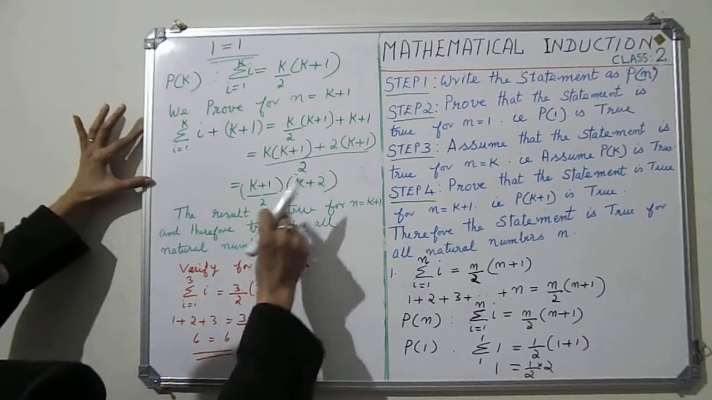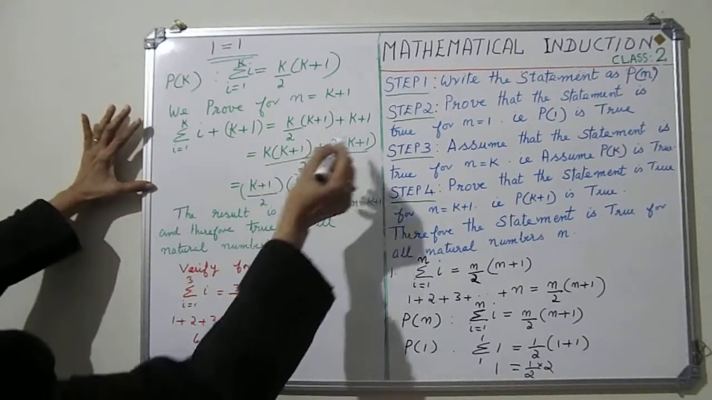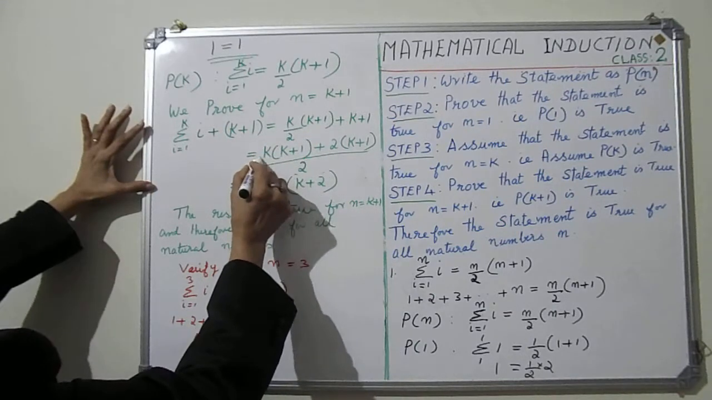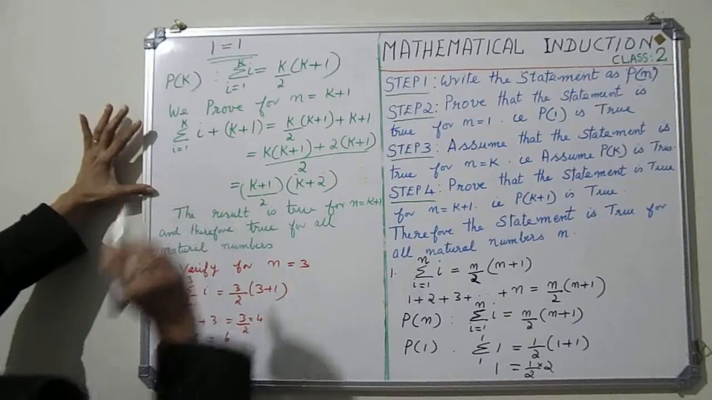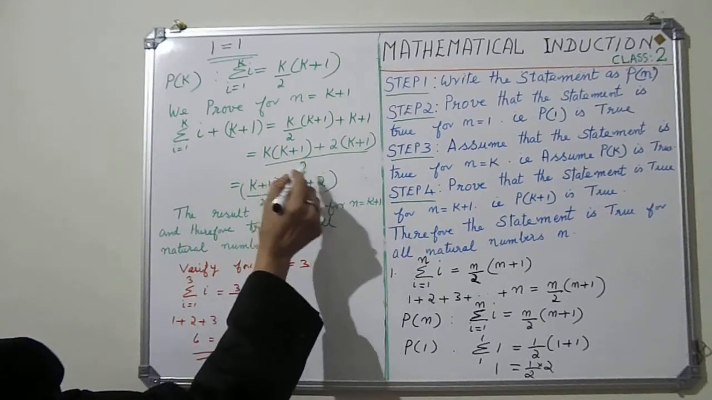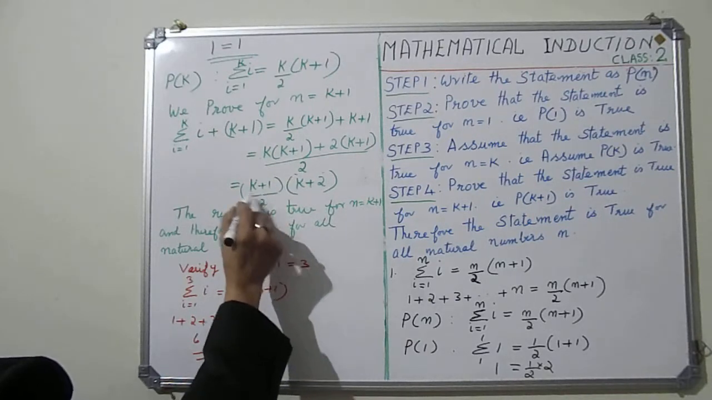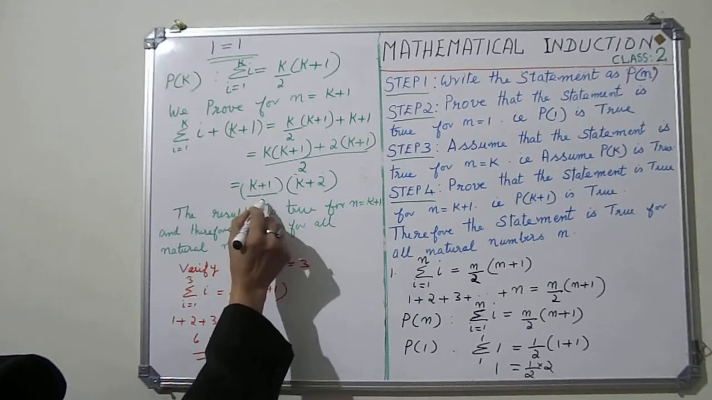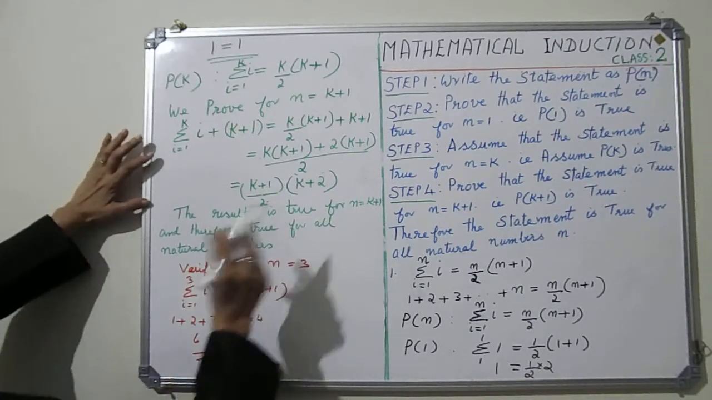Now I am going to simplify the right hand side only. Left hand side keep as it is. To simplify the right hand side, it is equal to k times k plus 1 plus 2 times k plus 1 upon 2. Now take the common factor outside. Which is the common factor? k plus 1 I am taking outside. k plus 1 times k plus 2 upon 2. This is the right hand side.